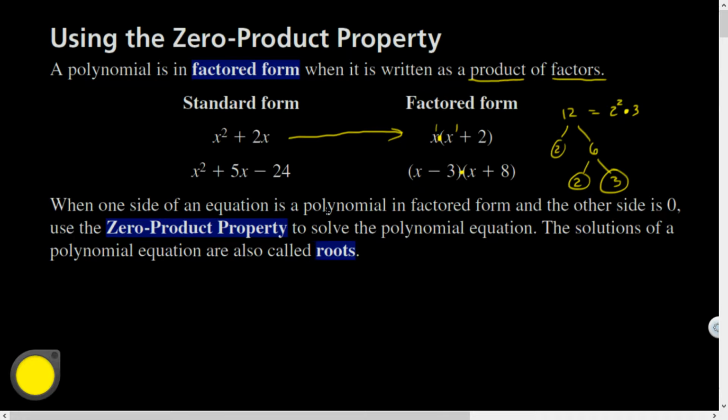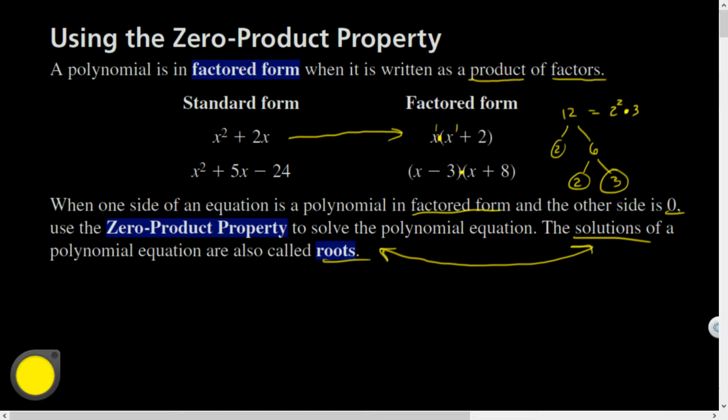Now here's some interesting stuff. When one side of an equation is a polynomial in this factored form, so it's written as a product, and the other side is 0, use the zero product property to solve the polynomial equation. We'll see what that is in just a moment. It says the solutions of a polynomial equation are also called roots. So roots means solutions. These are synonymous when it comes to polynomial equations. So I could say, what are your solutions? What are your roots? Same thing.